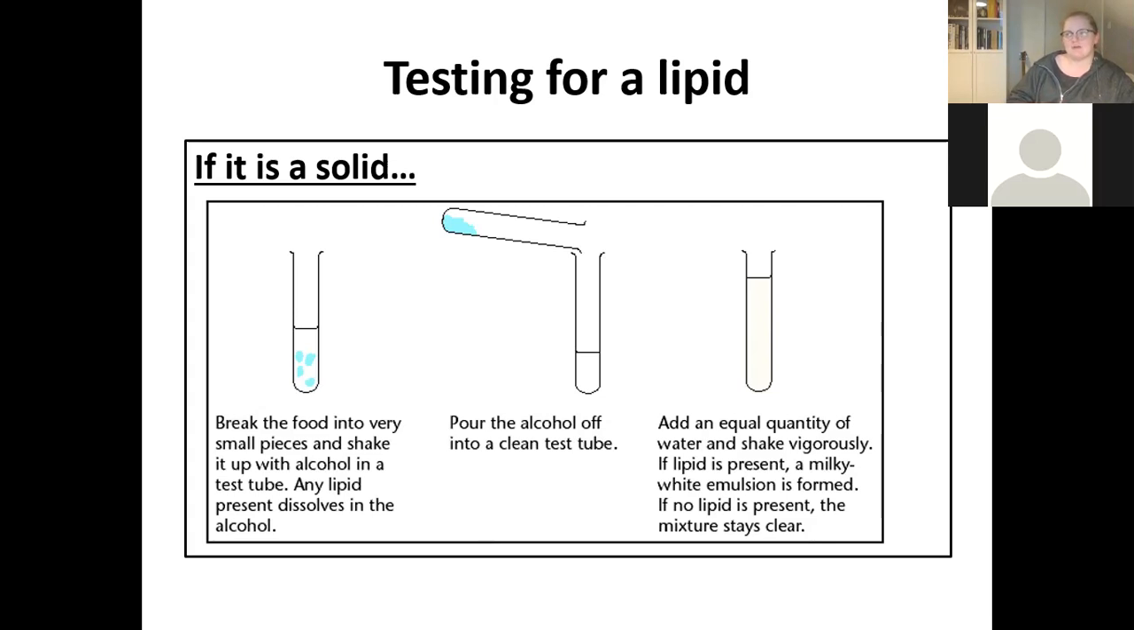If there is a lipid present, if there is fat present, a milky white emulsion is formed. If there's no lipid present, the mixture stays clear. This is the official method that we would have used at GCSE. We often don't do it in school this way because it often doesn't work, and we often don't have solids, and we have things like cheese and we just rub them and see that they've got fats on. This is officially what we would do. We need to break them up, put ethanol into them, pour the ethanol off into a clean test tube, mix it with water, and we should get this milky emulsion being formed.